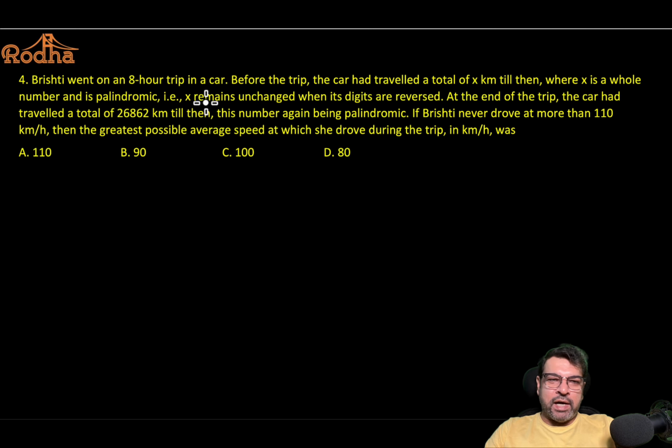So at the end of the trip, the car had traveled this till then and this number again being palindromic. So it was palindromic before, and it is palindromic now. So the initial reading should have been less than this, but a palindrome. Brishti never drove at more than 110 km/h. It is an 8-hour trip and she did not go above 110 speed. So distance traveled is less than or equal to 8 into 110, that is less than or equal to 880. The distance must have been less than this.